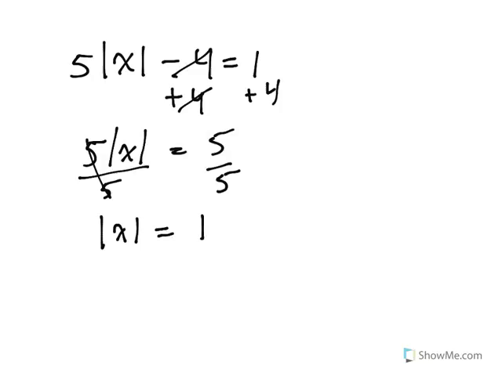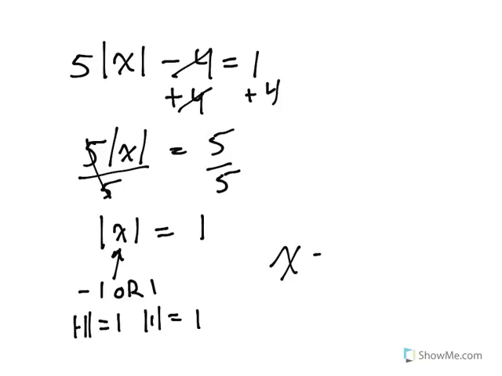equals 1. So therefore, x itself is either negative 1 or positive 1, because the absolute value of negative 1 equals 1, and the absolute value of positive 1 equals 1. So solution, x equals negative 1 and positive 1.